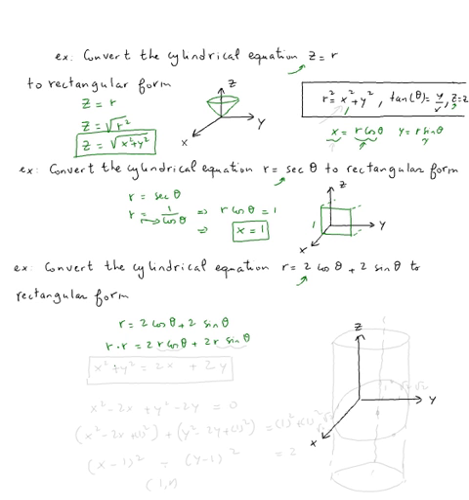Now I have r squared, which is x squared plus y squared, right? I'm looking at it here. And then r cosine theta is just x, so that would be 2x. And then r sine theta is y, so plus 2y. So that would be the answer.